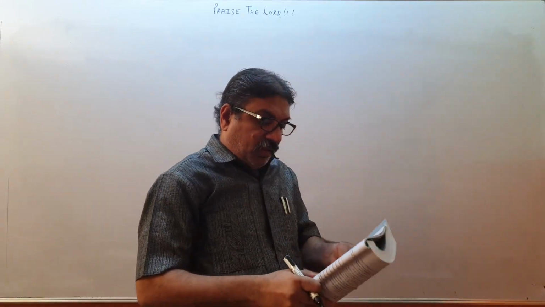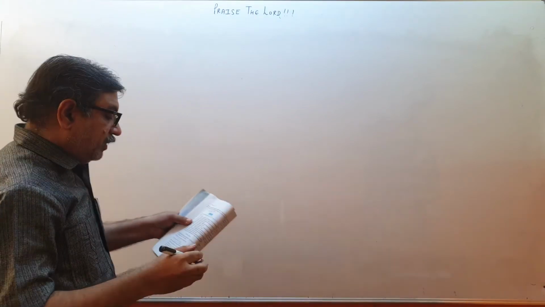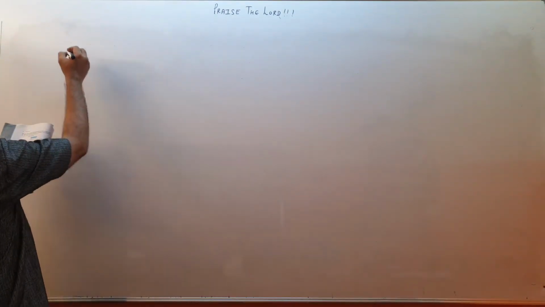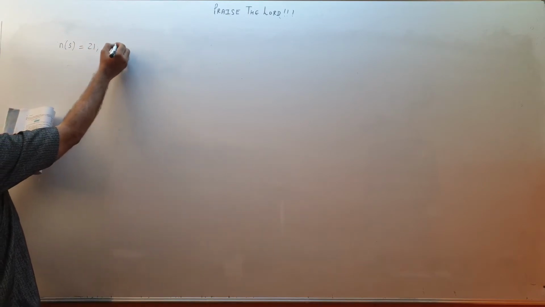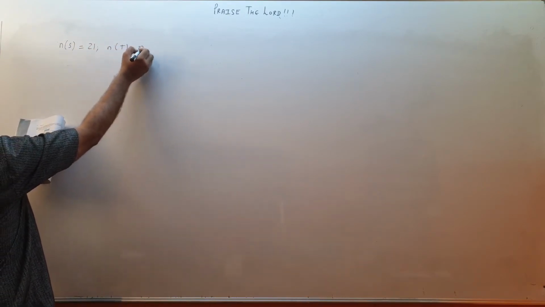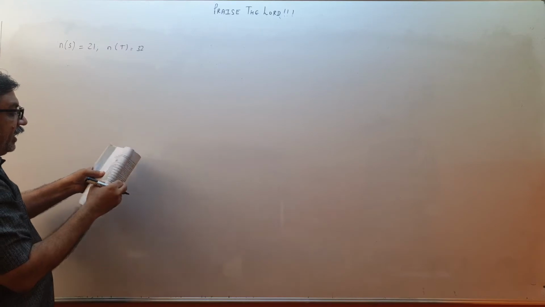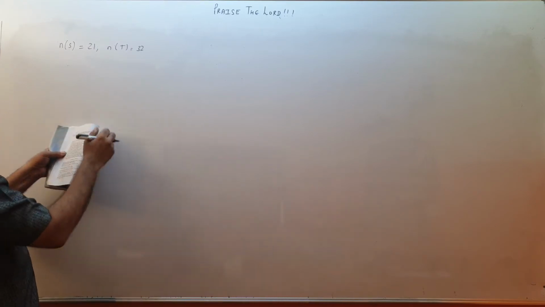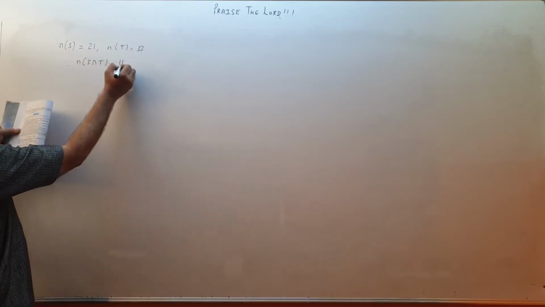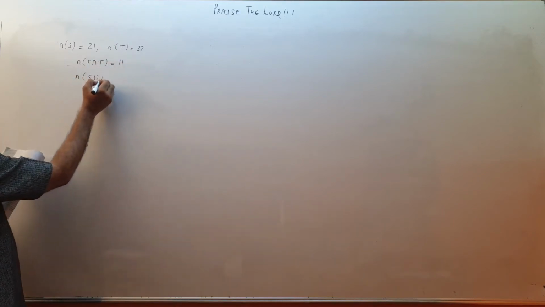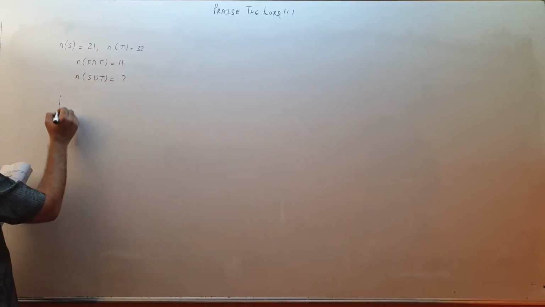See, S and T are two sets such that S has 21 elements. Number of elements in S is 21. Number of elements in T is 32. And S and T both have 11 elements, S intersection T has 11 elements. So what is the number of elements of S union T?